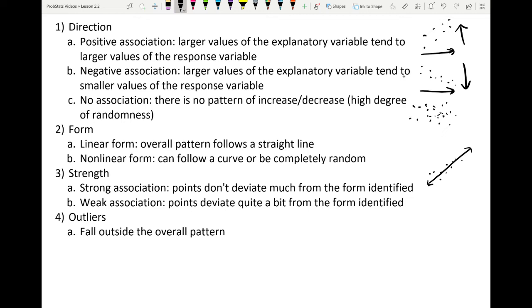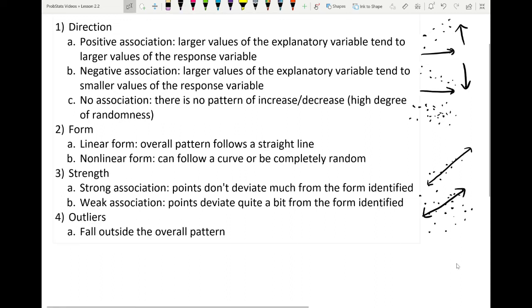A weak association involves points that deviate quite a bit. So for example, if we have that same line, and we have some points near the line, but we have other points very far from the line, that would be a weak association.